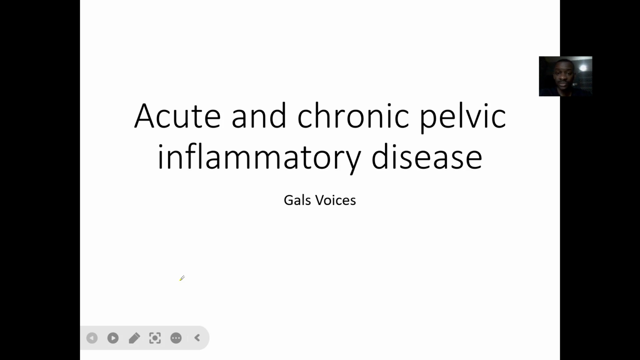Now we'll talk about two types of pelvic inflammatory disease. This is the acute and the chronic type of pelvic inflammatory disease. Now for this one, it's just a classification of pelvic inflammatory disease, and this is basically based on the timeline of how the disease occurred, you know.